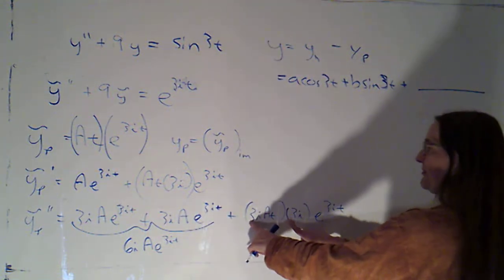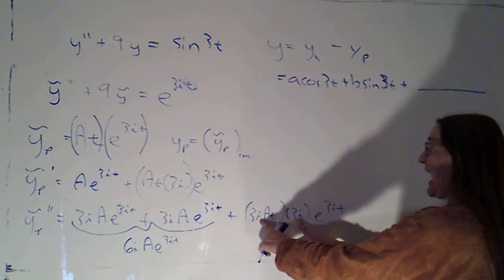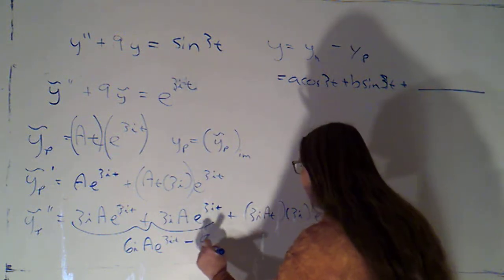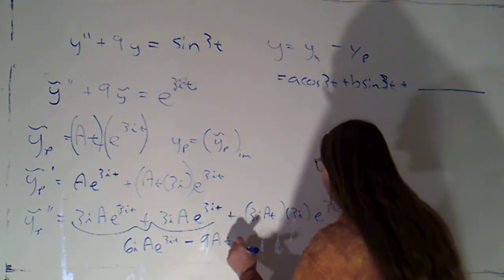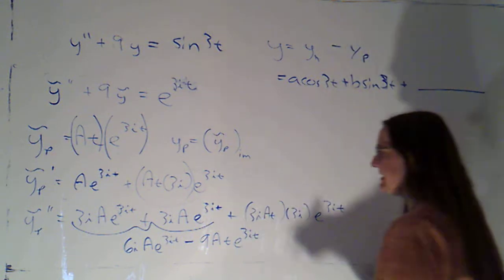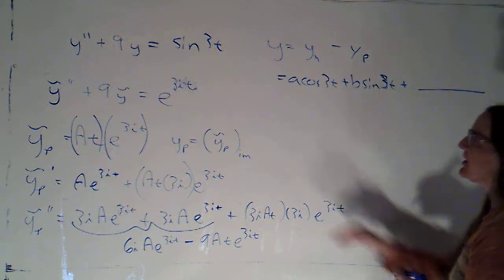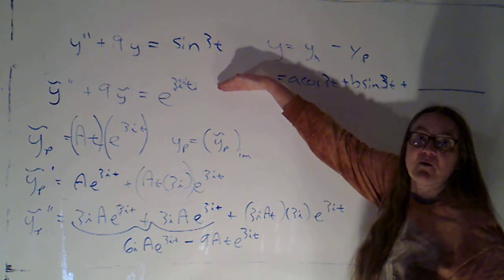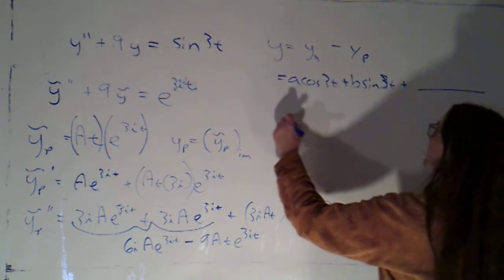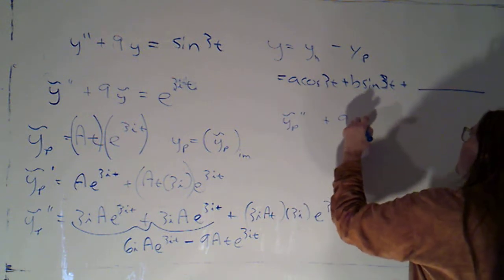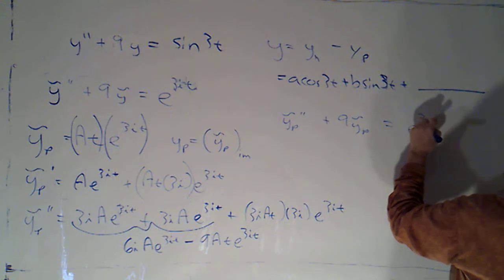Here, the 3 and the 3 are going to give me a 9. The i and the i give me a minus 1. So I'm getting minus 9at e to the 3it. All right, if this is going to work, I've got to be able to plug into this equation and have it be true. So I need yp tilde double prime plus 9yp tilde to equal e to the 3it.